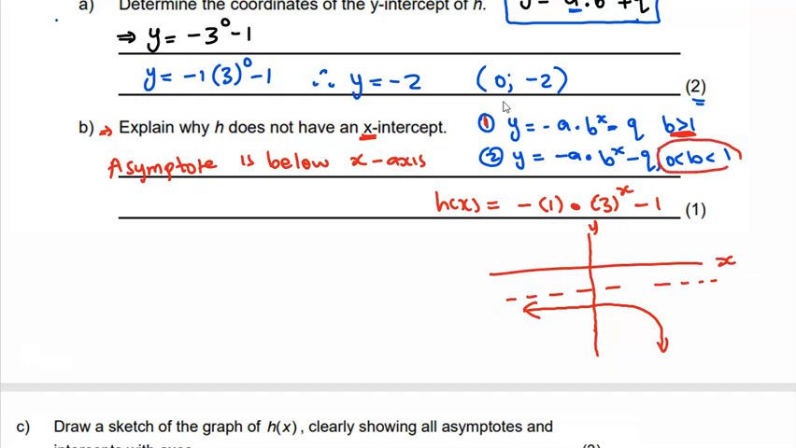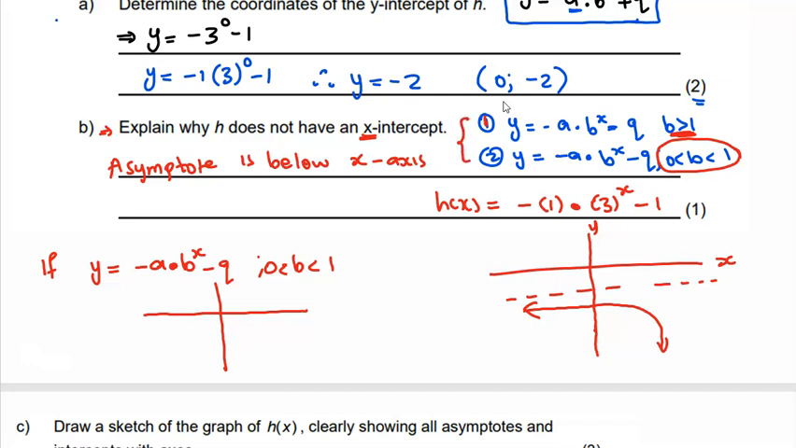B is between the numbers 0 and 1. Let's write it down: if y is in the form of minus A multiplied by B to the x minus Q, and now let's say B is less than 1, greater than 0. Most of the time you'll see that the value of B is a fraction. How will the graph look like? Let's quickly do it. Remember we said these are the two options where the graph won't cut the x-axis. You're going to get one of these two.